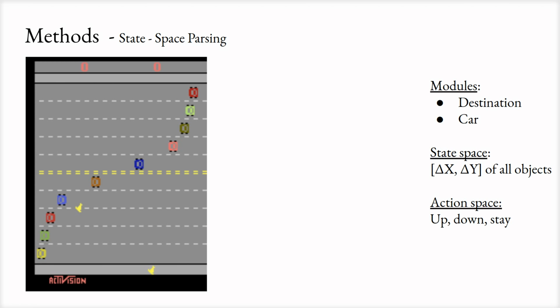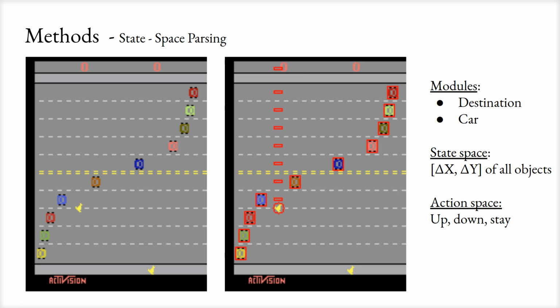So, to extract the state information from each individual game frame, we parse the image to get the x and y bounds of each object as shown in the image on the right side. These bounds are nothing but the bounds of the highlighted rectangles of each object. Here, we are decomposing the game into two modules: the destination module and the car module. The destination module contains the waypoints as its objects, which are shown in the figure, and the car module contains each car as its object.